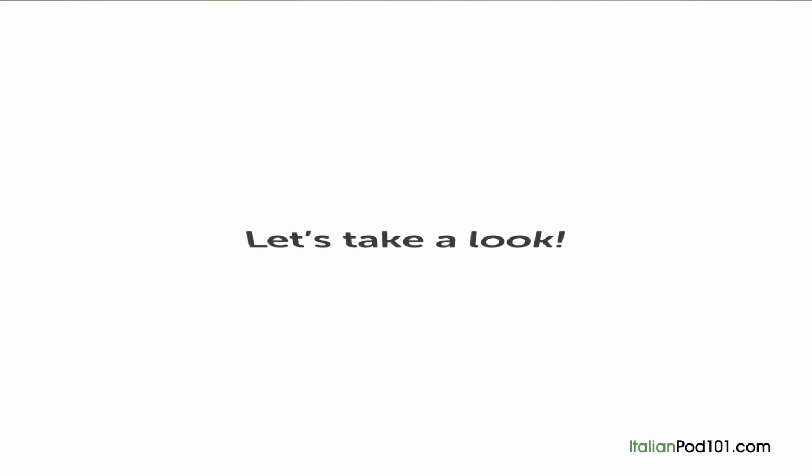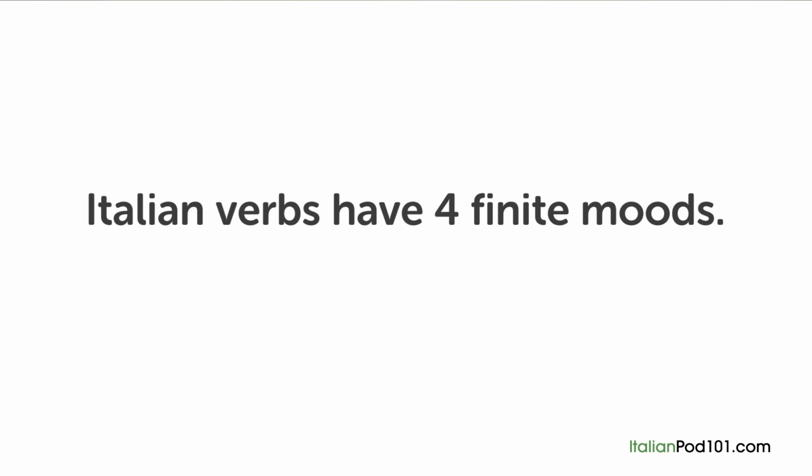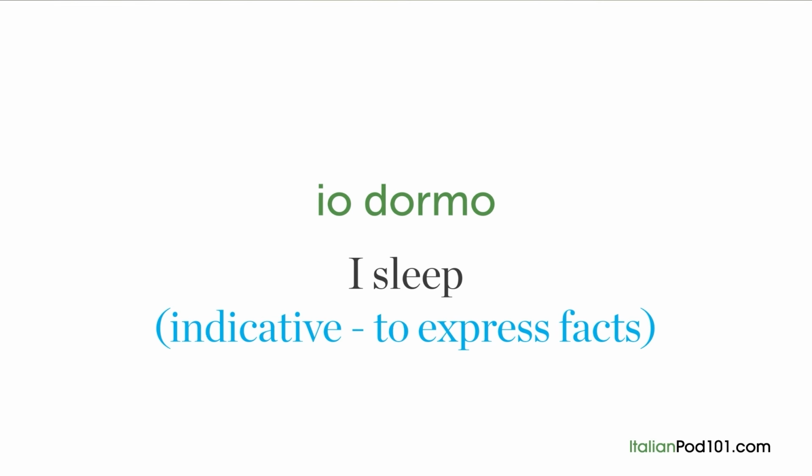Let's take a look. Italian verbs have four finite moods. They are the indicative, to express facts, for example, io dormo, I sleep.